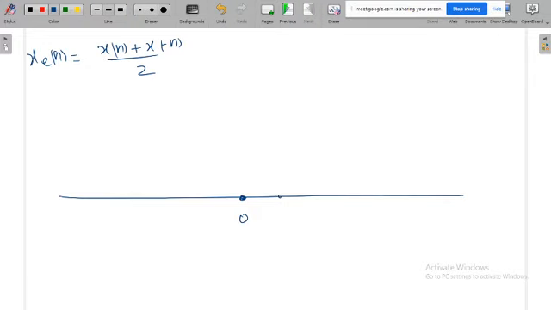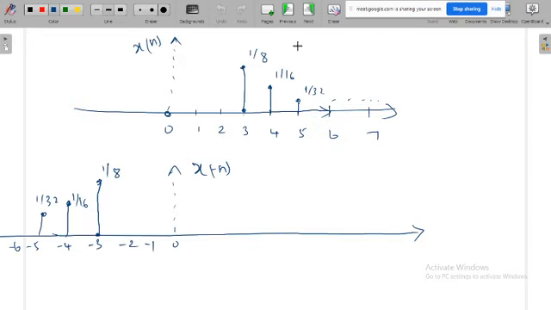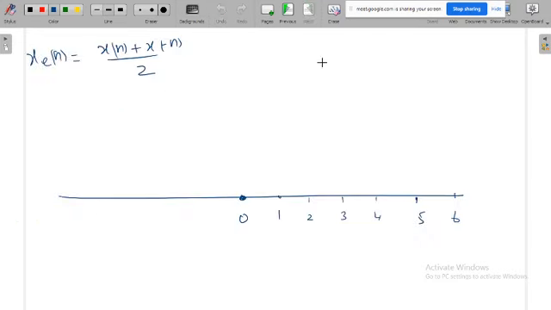Okay, so again this is 0. You will not have any sample. 1, 2, 3, 4, 5, 6. What will happen? At n is equal to 3, instead of 1 by 8 you will be getting 1 by 16. So n is equal to 3, you will be getting 1 by 16. That means here 1 by 32. Here 1 by 64.